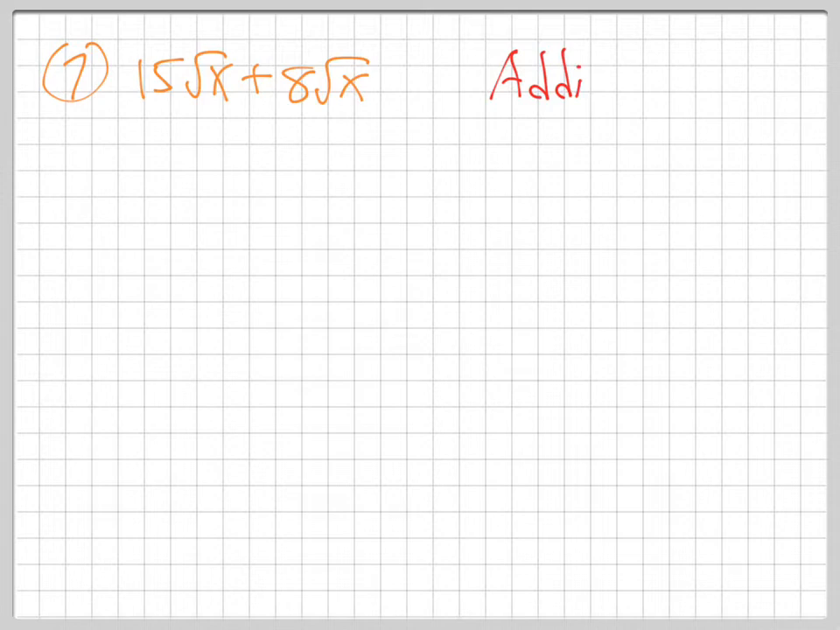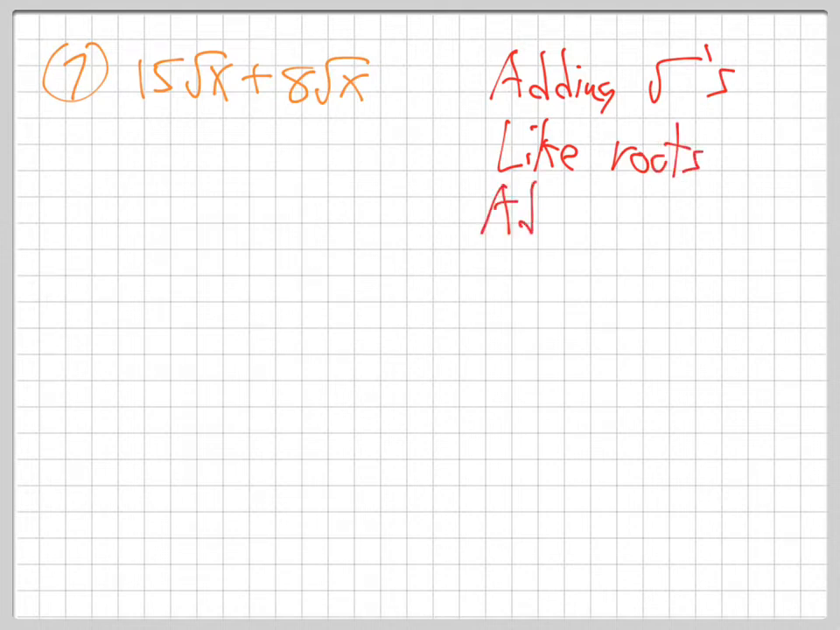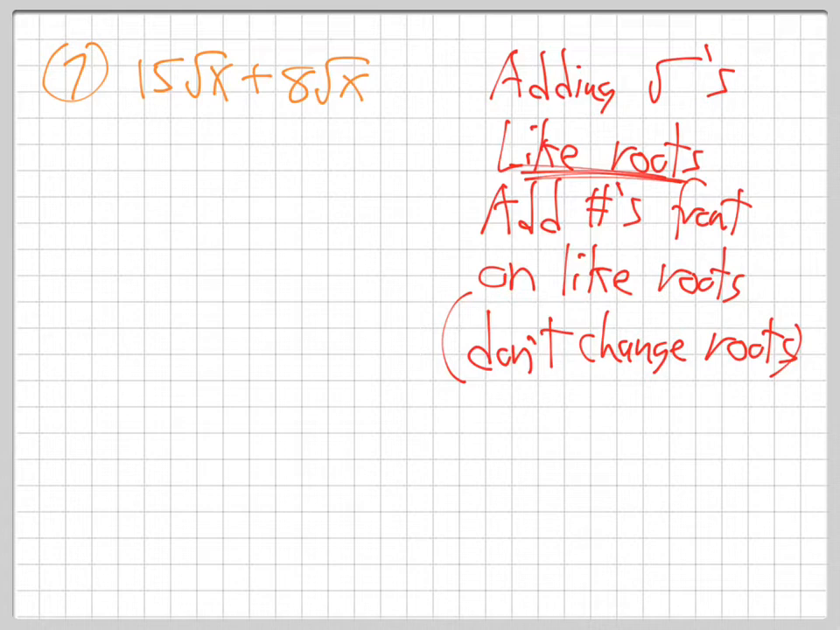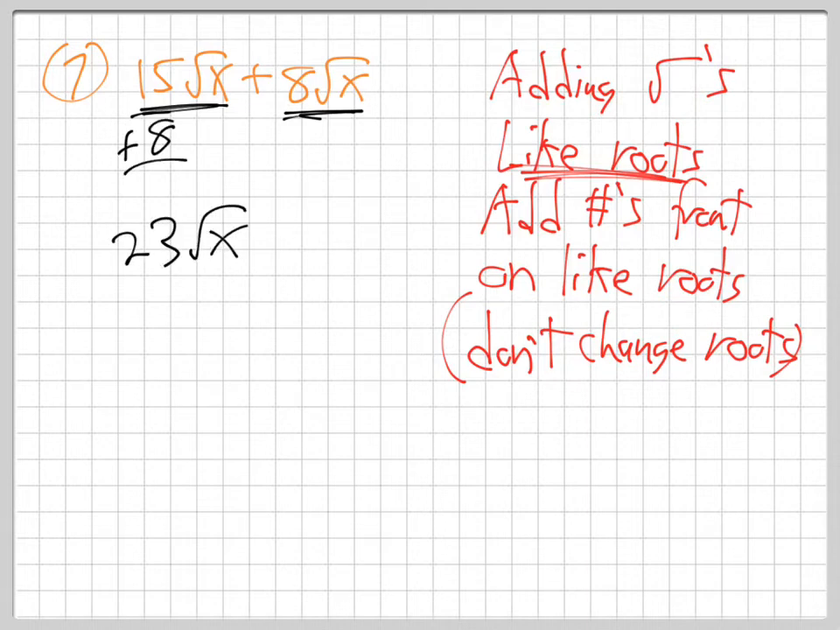It's a simple rule. Adding square roots is just like adding like roots. Add the numbers in the front on the like roots. Don't change the roots, the square roots. It's all about like roots. So in other words, it's just like doing like terms. So 15 roots of x and 8 roots of x added together. Just use your calculator, add them up. Whatever 15 plus 8 is, 23. And then you just keep the root x, no change.